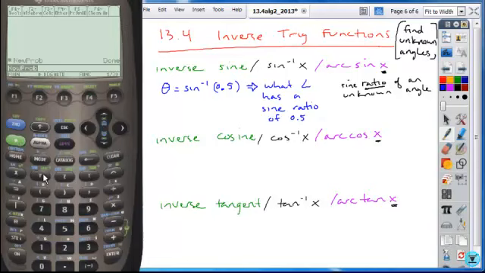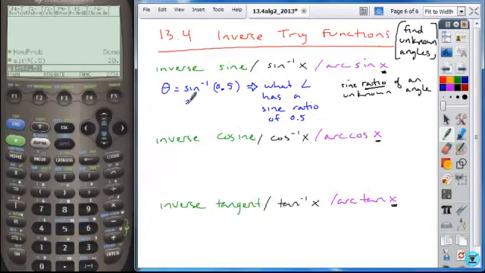Okay, I take the inverse sine, which is green diamond y, of 0.5, close off my parentheses and hit enter, and I get my answer, 30 degrees. And so this would be this theta value. The angle whose sine ratio is 0.5 is 30 degrees.